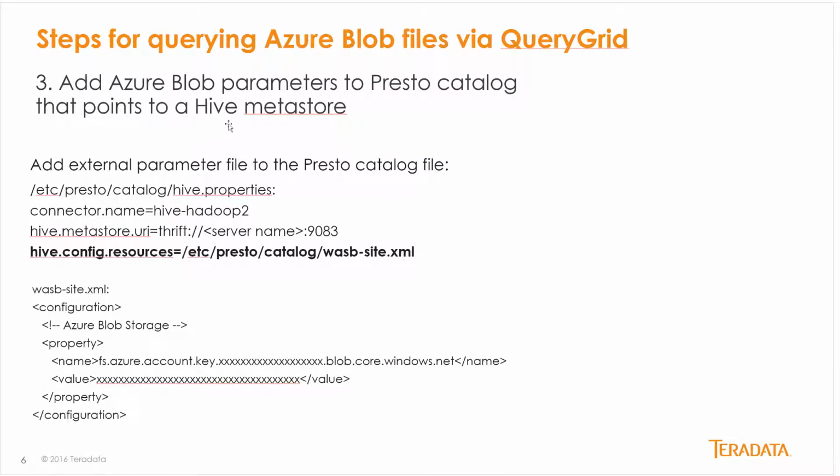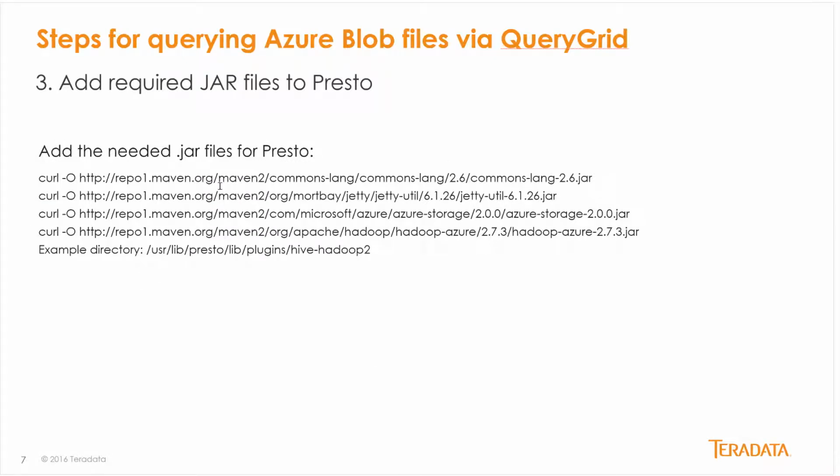Next thing we need to do is add some information so Presto can access this as well. Under the catalog file that you're going to use, in this example I have hive.properties, I'm going to add a Hive config resources parameter in here. I'm going to point it to a file that I've created that mirrors the Hive site XML. The only thing we need in here is the account key and the password, so Presto knows how to access that information.